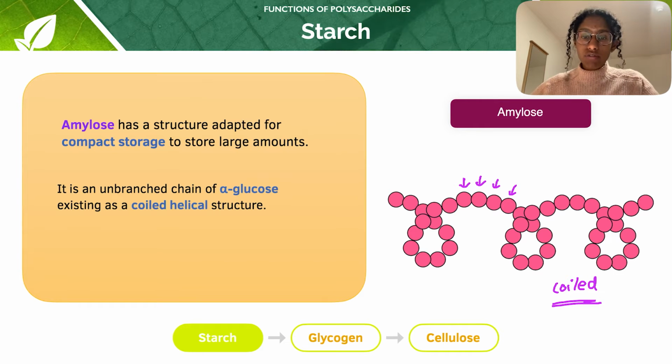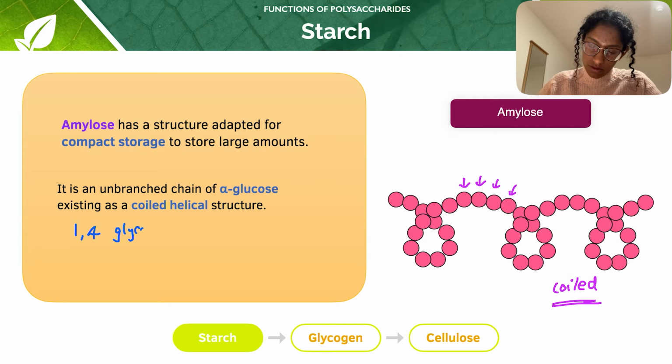Now, the reason why it forms these straight chains that are then coiled is because amylose has something that we call 1,4 glycosidic bonds. Now, all this means is it forms glycosidic bonds, which remember are formed in the process of condensation, the condensation reaction. So it forms these bonds between carbons 1 and 4 of the alpha-glucose molecules.